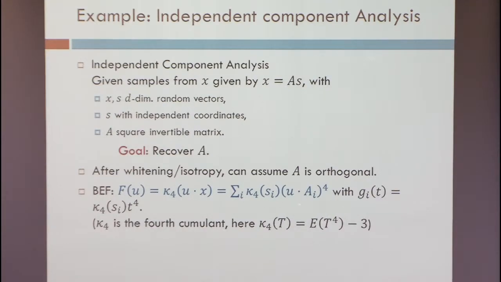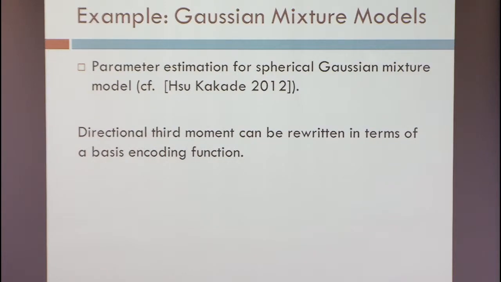And it turns out that you can recover it by setting a basis encoding function, and if you play with it, you will see that the basis encoding function has a form, if you are using the fourth cumulant, something like the fourth cumulant of a direction times t to the 4. This would take a little bit longer to describe, but that's one way to rewrite it. And there is a work by Hsu and Kakade where they provided an algorithm for estimating parameters of a spherical Gaussian mixture model.